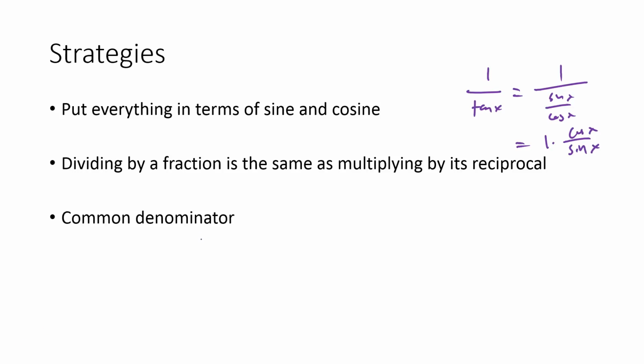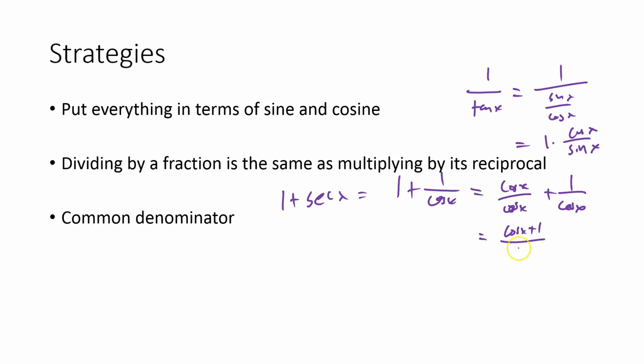Common denominator. If you have 1 plus secant x, that's 1 plus 1 over cosine x. So I'd change that 1 to cosine over cosine, plus 1 over cosine. And now you can add across the top. So that would be cosine x plus 1 over cosine x. Common denominator, really important there. If you have to multiply both by something to get a common denominator like we had to do in our first tangent plus cotangent, then that is also useful.